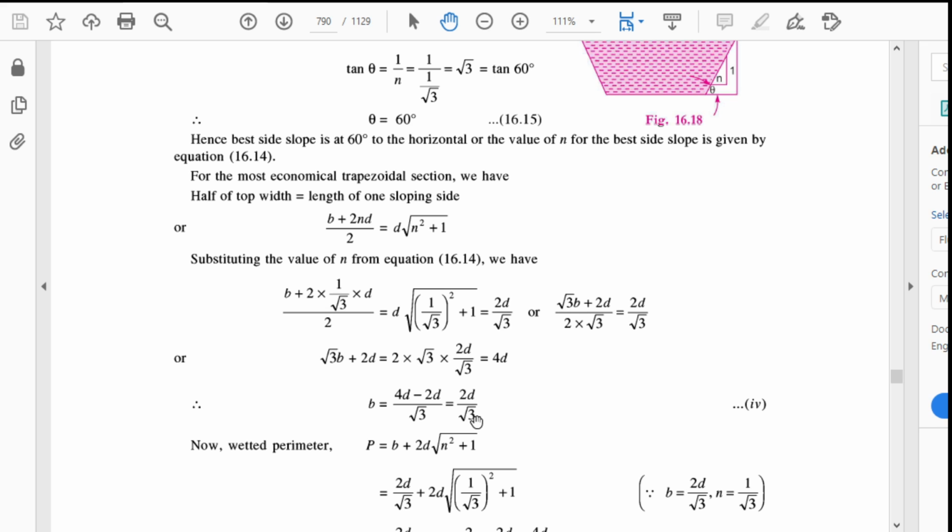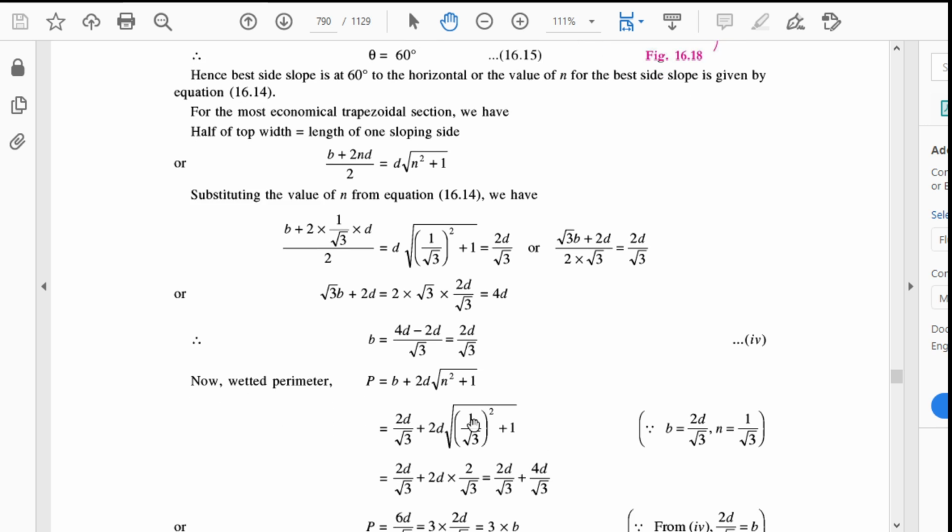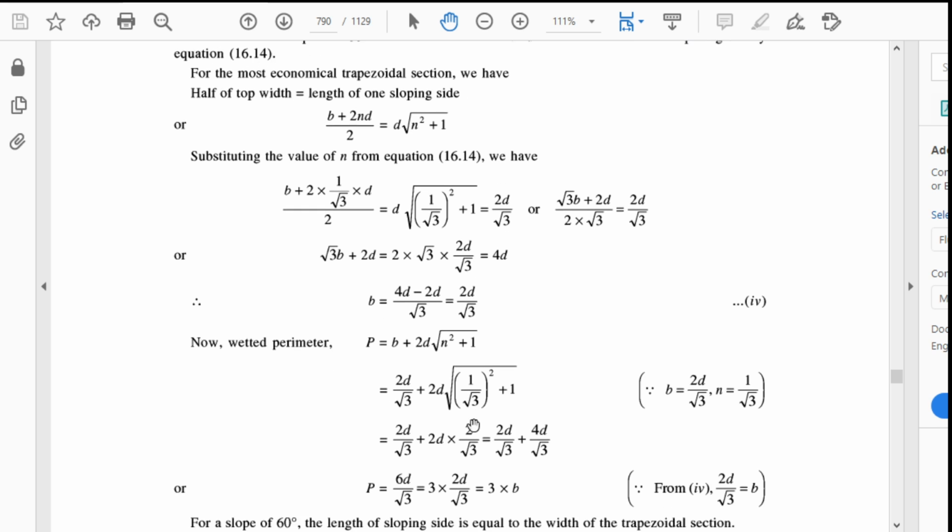2d divided by root of 3. That is, your bed width should be equal to 2d divided by root of 3. Now we can find out the wetted perimeter for the same. The wetted perimeter should be equal to this formula.